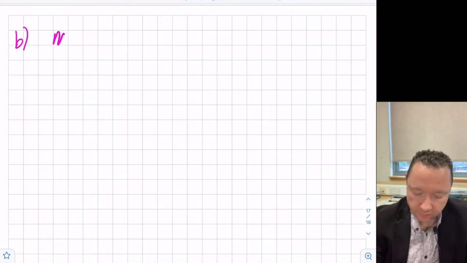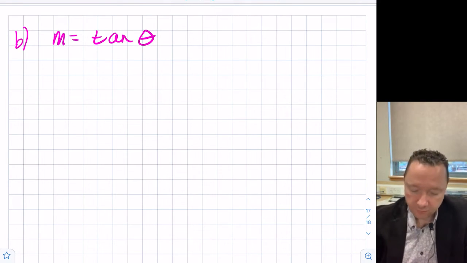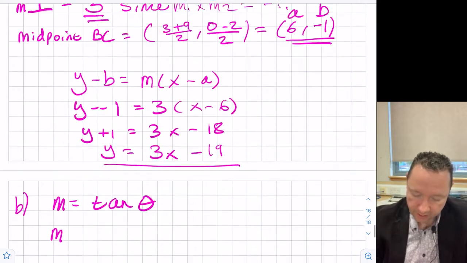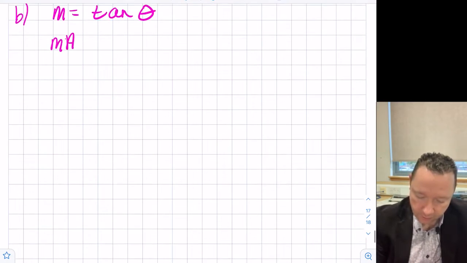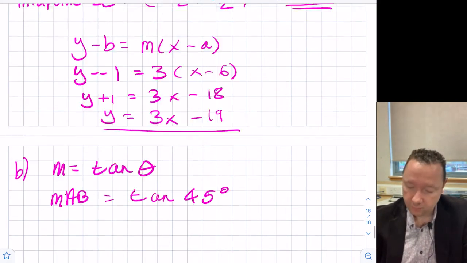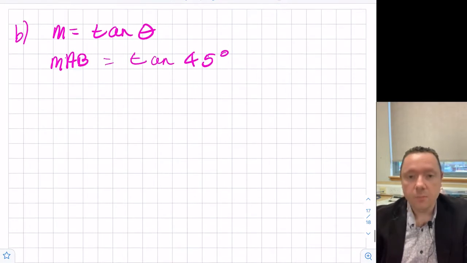We need to use the fact that the gradient equals the tan of the angle, which if you watch one of our previous videos on gradient, you'll see we've done that before. So our gradient of the line AB equals the tan of 45 degrees. Now remember, this was a calculator paper, paper 2, so you could just use your calculator to work that out, but it is an exact value as well.